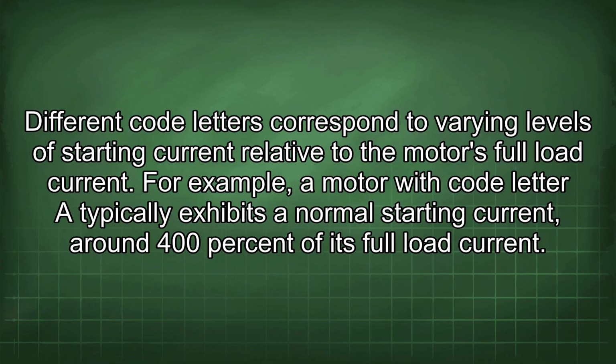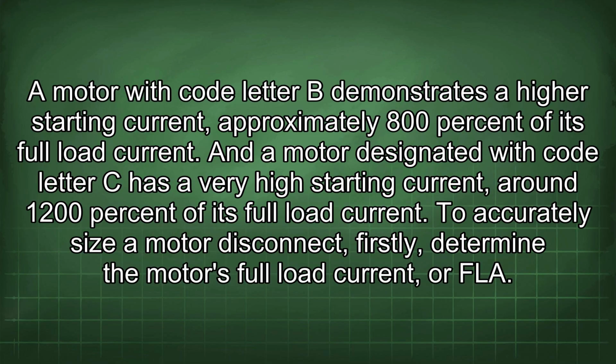For example, a motor with code letter A typically exhibits a normal starting current around 400% of its full load current. A motor with code letter B demonstrates a higher starting current, approximately 800% of its full load current. And a motor designated with code letter C has a very high starting current, around 1200% of its full load current.